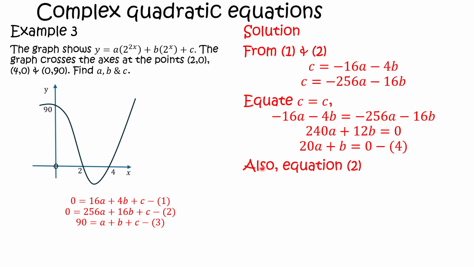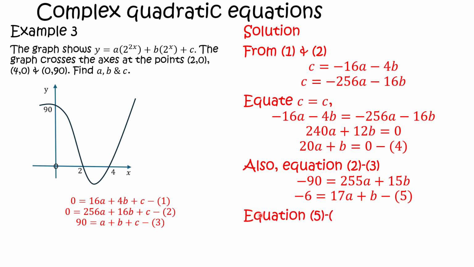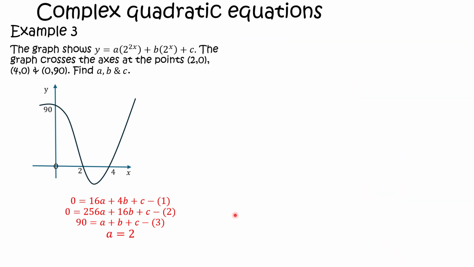And also equation 2 and 3 would be given in this particular manner. And of course, rearranging, we are going to get minus 6 is equal to 17a plus b as equation 5. Now equation 5 minus equation 4, we are going to get minus 6 is equal to minus 3a, meaning that a is equal to 2.